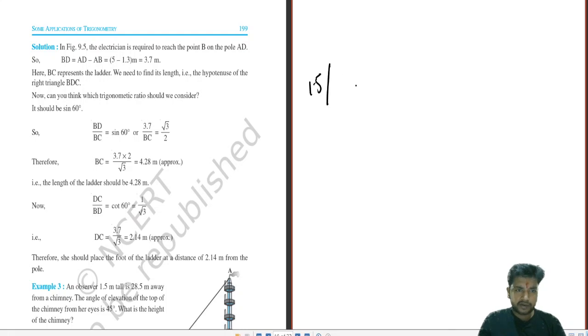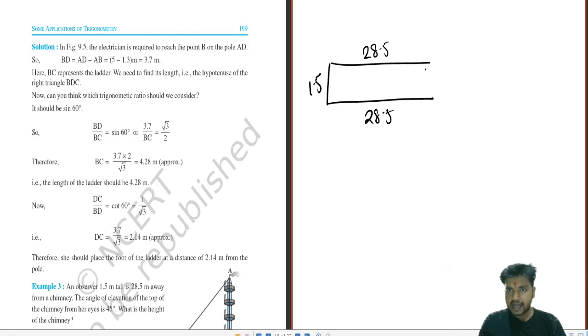Is 28.5 meter away from a chimney. Obviously if this is 28.5 meter, this is also 28.5 meter, common sense, and this is the foot of the chimney. The angle of elevation of the top of the chimney from her eyes is 45 degree. Now if she is looking at the chimney, okay, and this is at an angle of 45 degree. Okay, what is the height of the chimney?